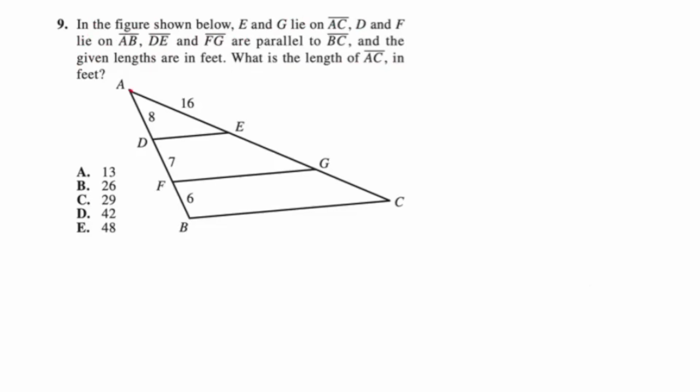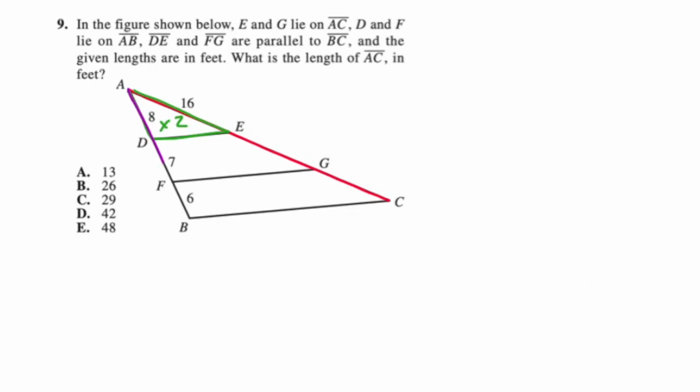All right, so let's take a look at AC, which is this whole line segment here. And what we need to recognize is that we have a whole bunch of similar triangles. So there's the small one here, and we can tell that from the left side to the right side, we just have to multiply by 2, right? 8 times 2 is 16. And that's going to happen in all of these triangles.